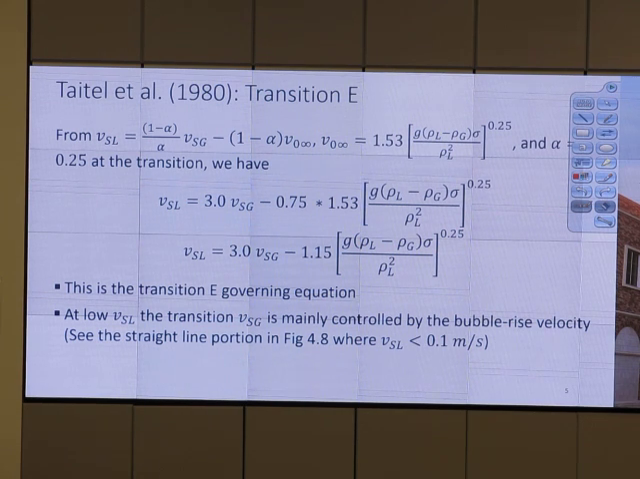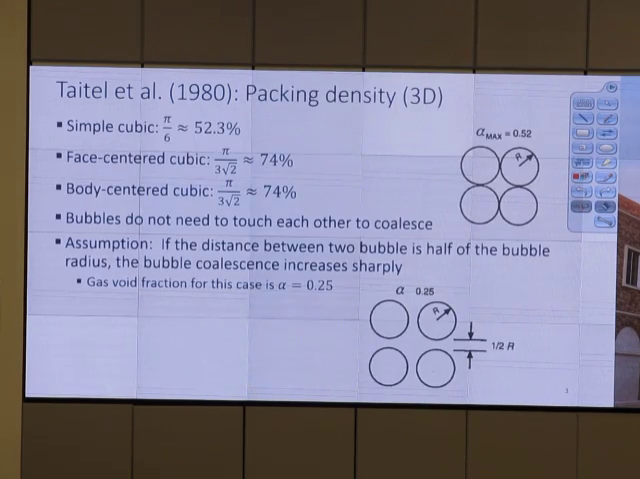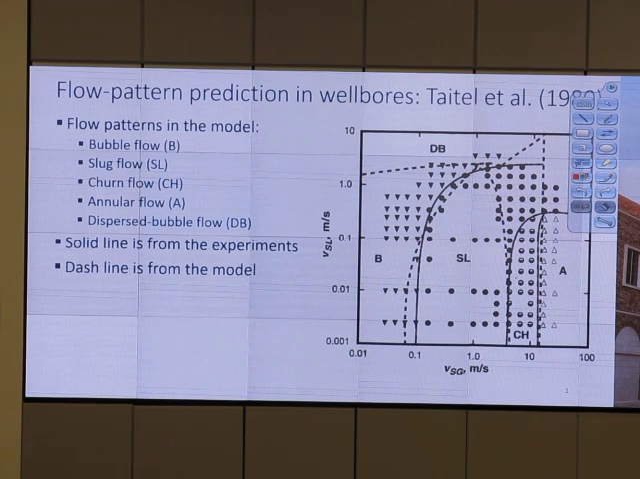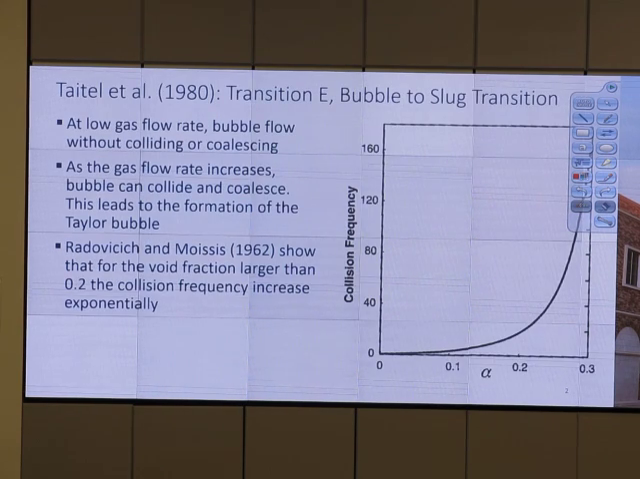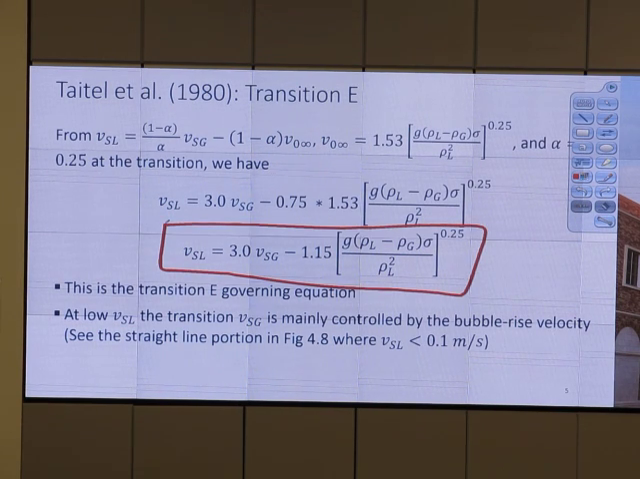At low VSL, the transition VSG is mainly controlled by bubble rise velocity, and we have kind of a straight line, which is this part of the graph. Of course, the shape of the line will depend upon the fluid property. Alright, you like this one? We are done for transition E.